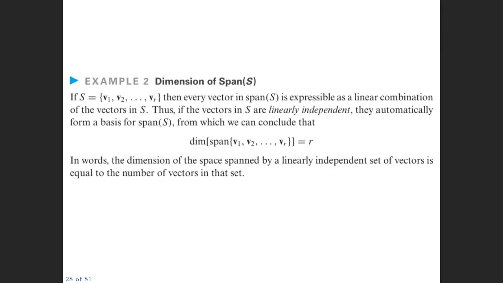Let's suppose we have a set S containing r vectors. Then every vector in S is expressible as a linear combination of the vectors in S. And if the vectors in S are linearly independent, then they automatically form a basis for the span of S. So we can conclude that the dimension of the span of r linearly independent vectors is equal to r. In other words, the dimension of the space spanned by a linearly independent set of vectors is equal to the number of vectors in that set.